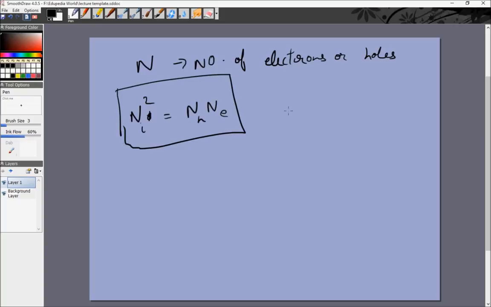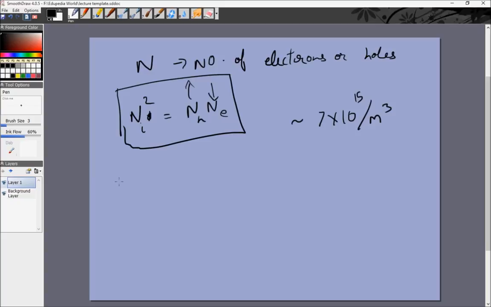For silicon at 300 Kelvin, the total density of electron hole pairs, that means the value of n, is approximately 7 into 10 to the power 15 per meter cube. So this is 49 into 10 to the power 30. Now if you add some acceptor impurities, the number of holes will go up and the number of electrons will go down, such that the product still remains the same.